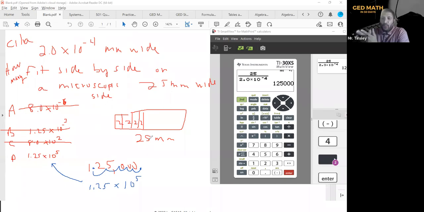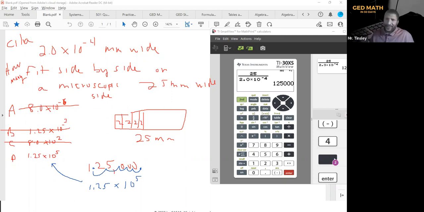Well, remember, when you're moving your decimal, you're either multiplying or dividing by a power of 10. Since we had to move it 5 times, that's the exponent you're going to get. If we had moved it to the right, it would have been negative 5.